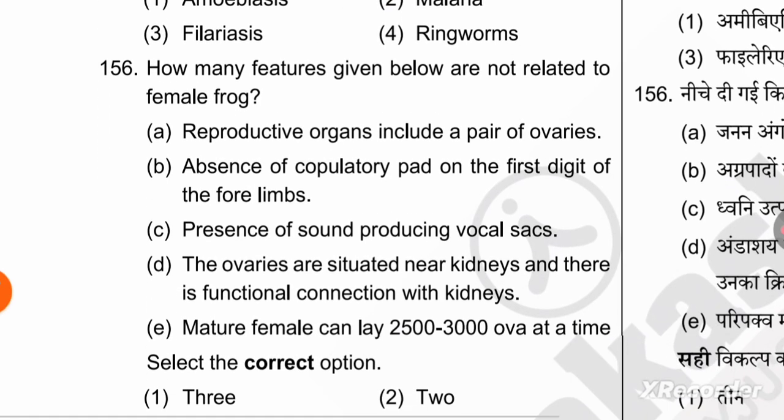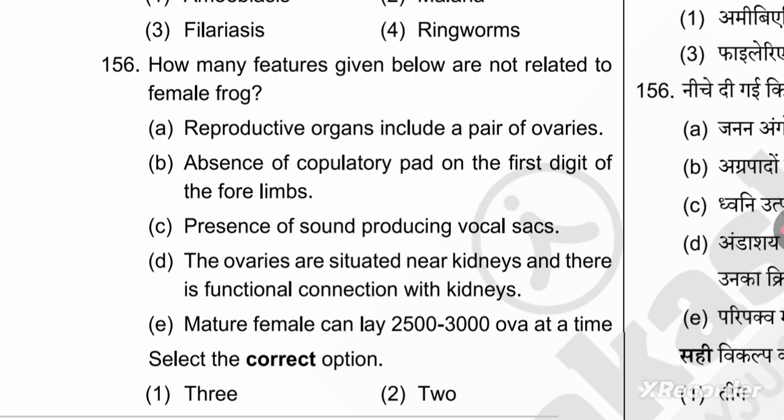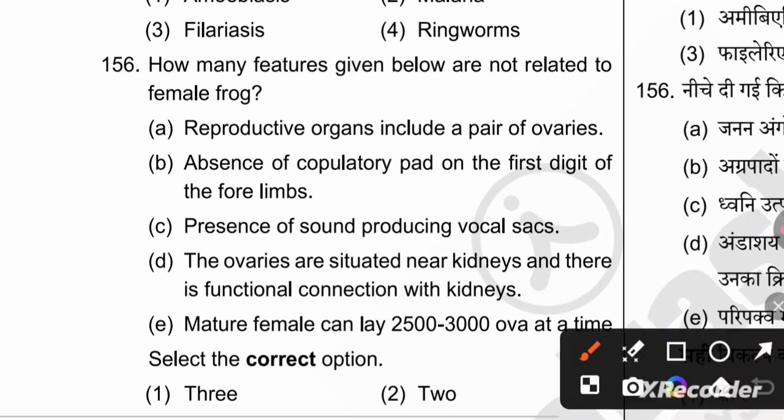156th question, how many features given below are not related to the female frog? The reproductive organs include a pair of ovaries. Yes, it is a characteristic of the female frog.